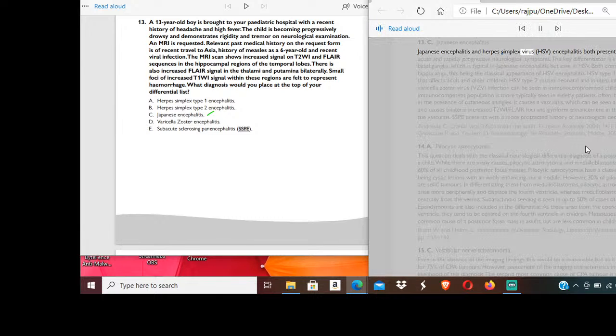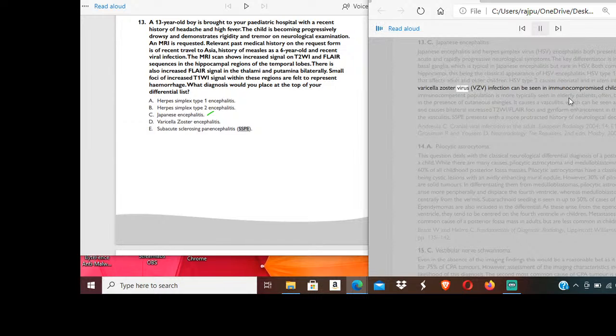Japanese encephalitis and herpes simplex virus, HSV, encephalitis both present with similar acute and rapidly progressive neurological symptoms. The key differentiator is involvement of the basal ganglia, which is typical in Japanese encephalitis but rare in HSV. Both commonly involve the hippocampi, this being the classical appearance of HSV encephalitis. HSV type 1 is the subtype that affects adults and older children. HSV type 2 causes neonatal and in utero infection.